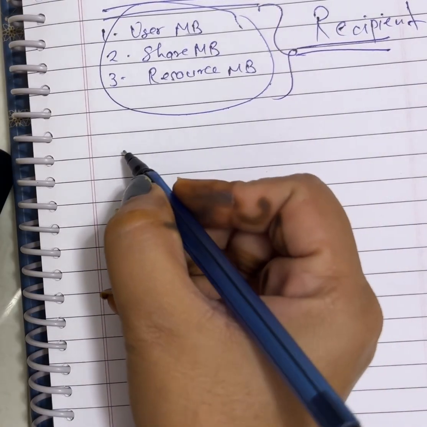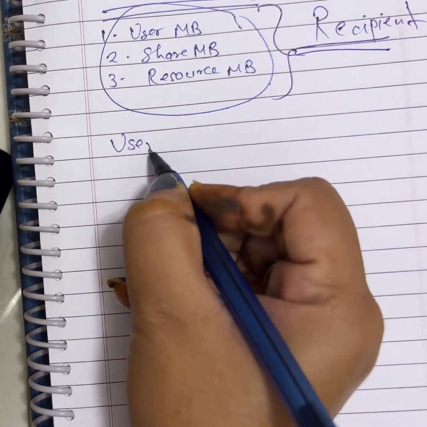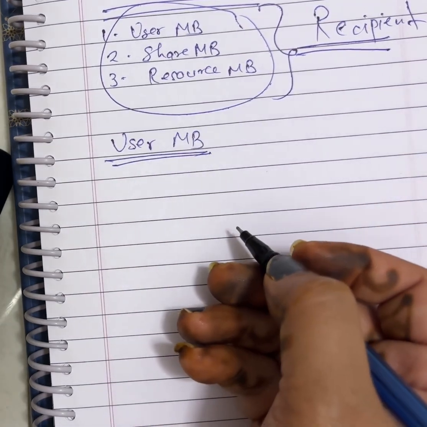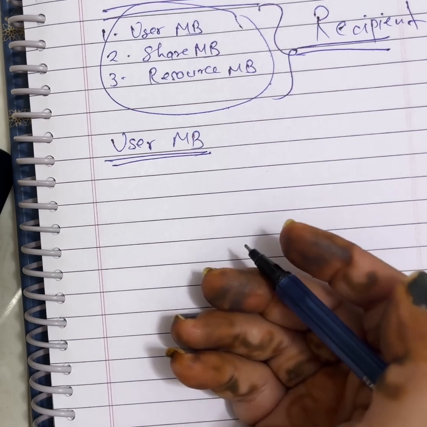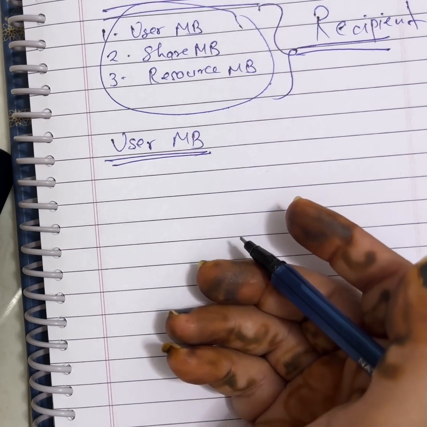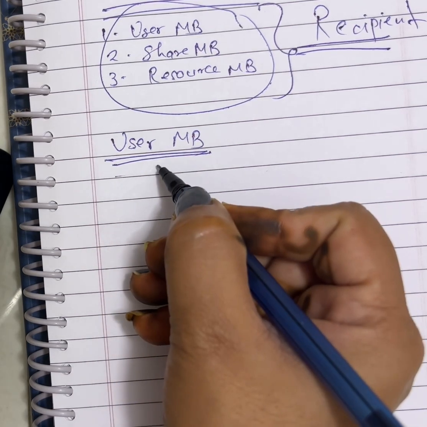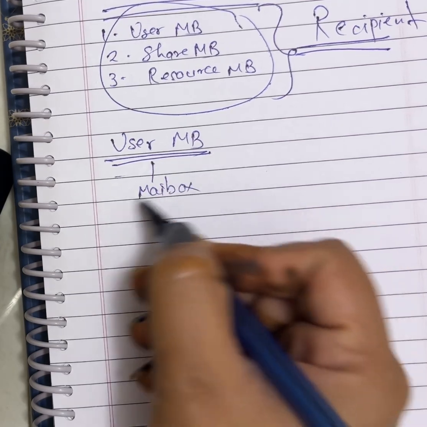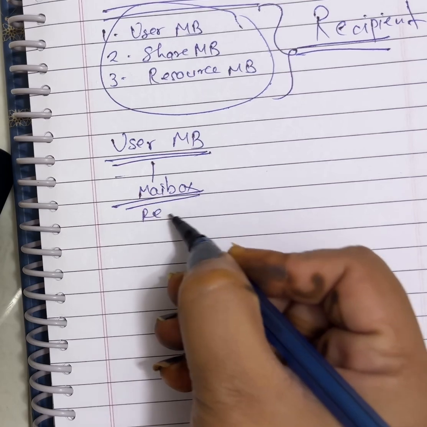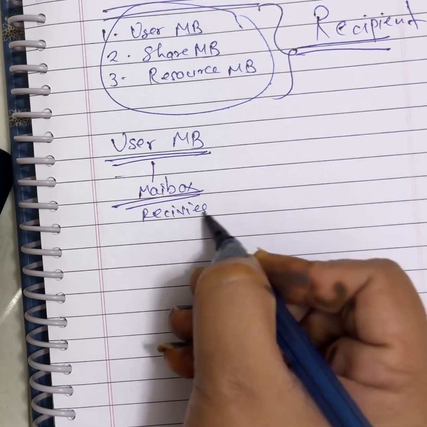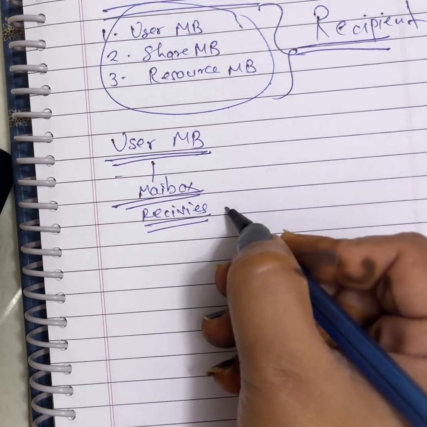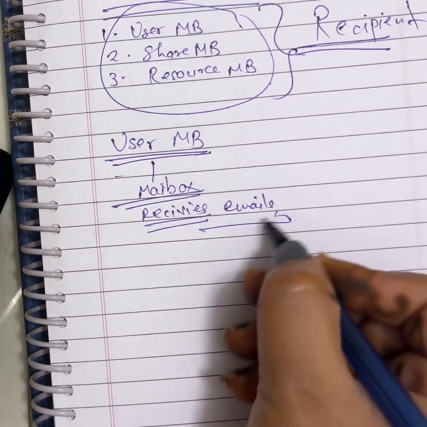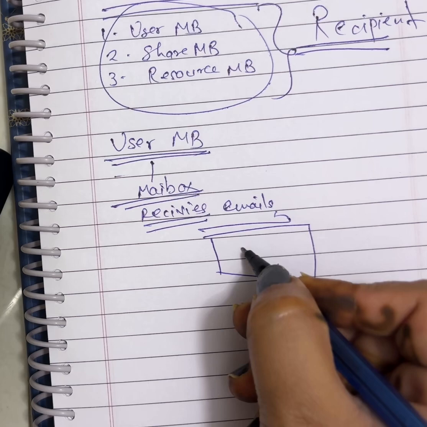So we'll start with our user mailbox. Okay, so what exactly is the meaning of a user mailbox? For example, you are creating a user in your organization, so that person requires a mailbox, where he can receive communication from the organization or from whatever project he is working on. So for receiving emails, he needs one kind of container.